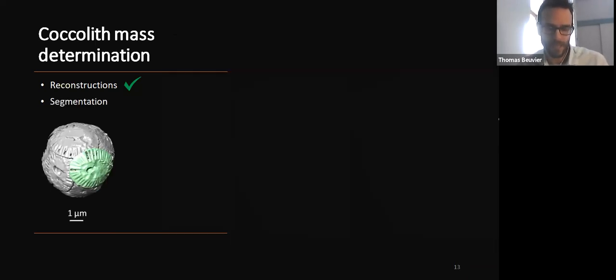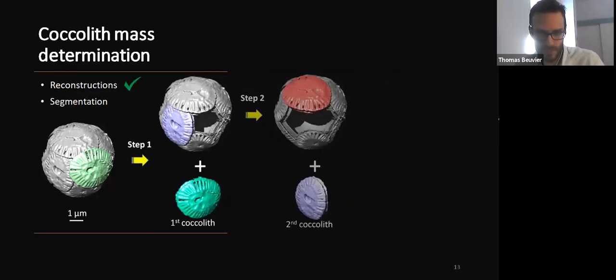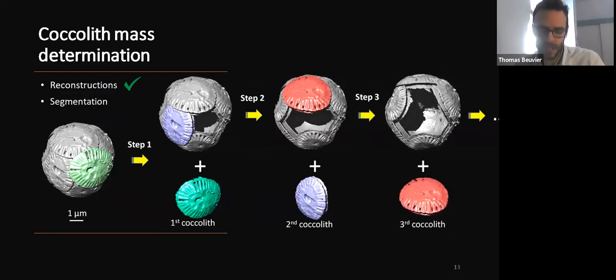coccolithophore. And next, because the idea is to compare our results with PLM, with polarized light microscopy, we need to extract the coccoliths from the coccosphere. So we extract them step by step, for example, here on a given species. And we did it for all the coccospheres that we observed by nanotomography.